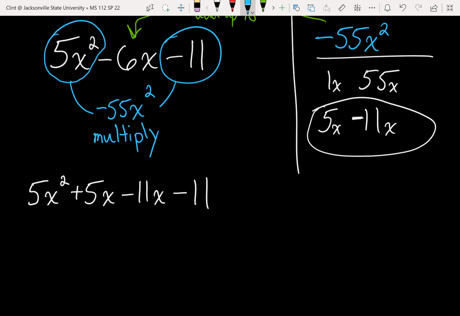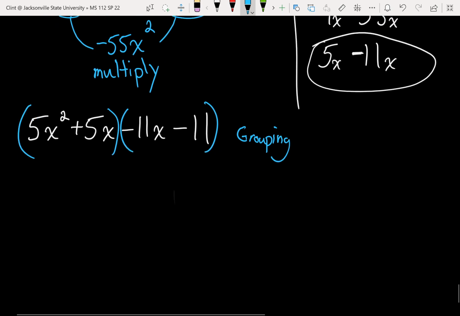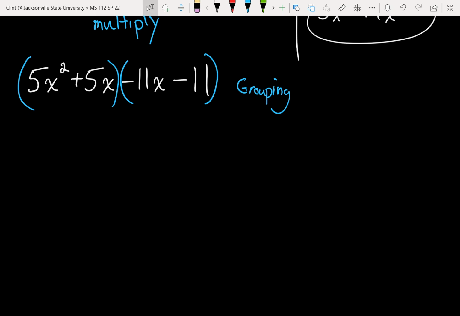Now I'm going to factor by grouping. Group these. So once we get here, it's just like the problems we did. We're just factoring by grouping. So in the first set of parentheses, I've got a 5x in common. That'll leave me with x plus 1.